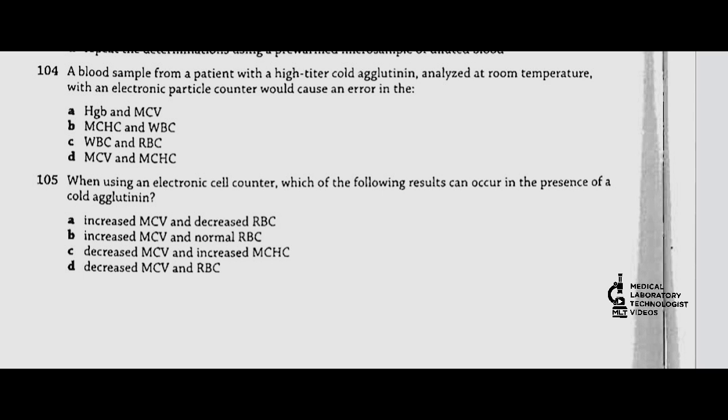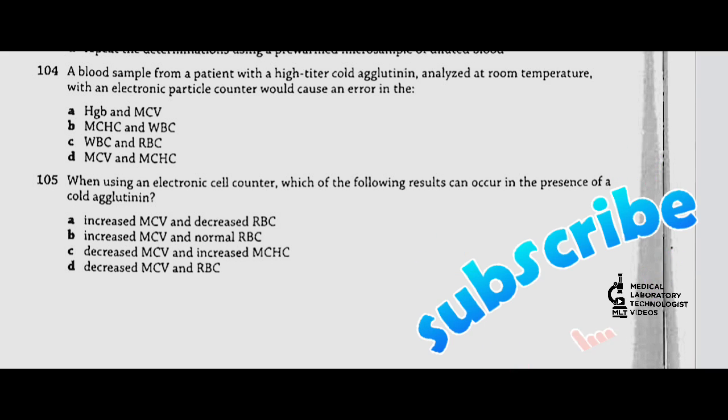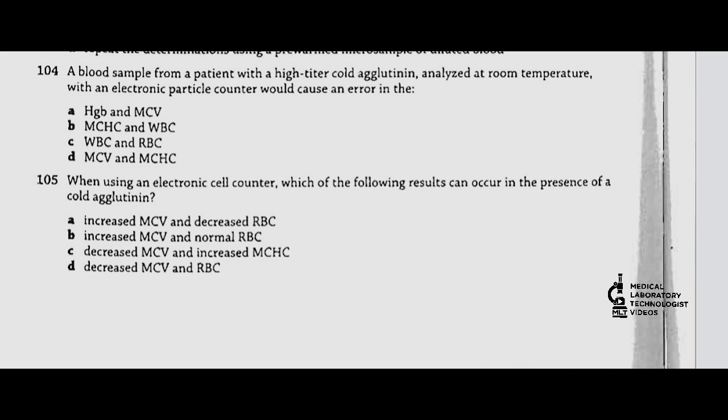Question number 105. When using an electronic cell counter, which of the following results can occur in the presence of cold agglutination? Electronic cell counter means hematology analyzer. Option A, increased MCV and decreased RBC. Option B, increased MCV and normal RBC. Option C, decreased MCV and increased MCHC. Option D, decreased MCV and decreased RBC. The answer is option A, increased MCV and decreased RBC.